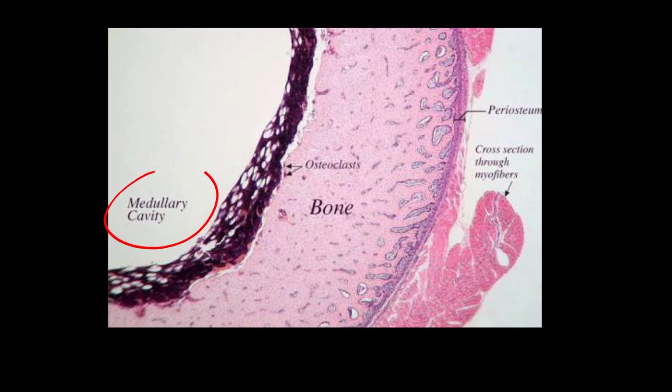Now this is the medullary cavity on the inner side. These are the osteoclasts. These are the bone. This is the periosteum. This is the cross section through the myofibrils.